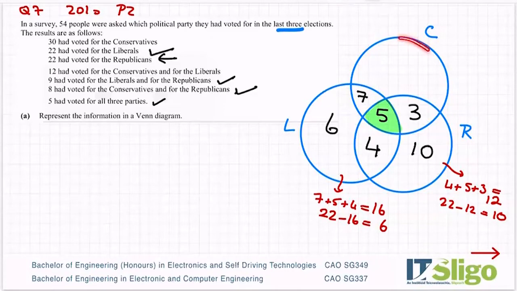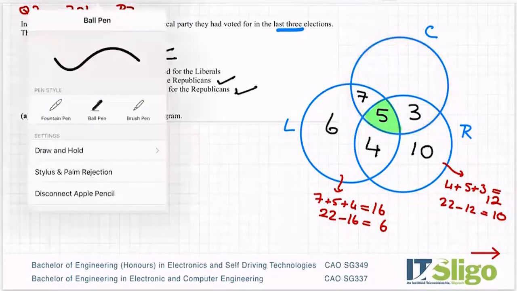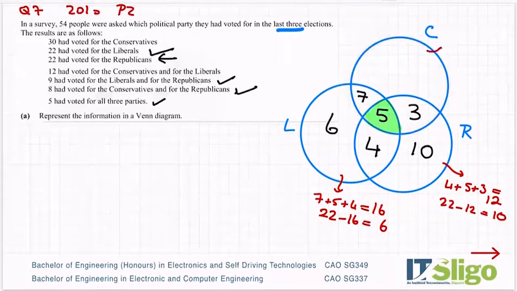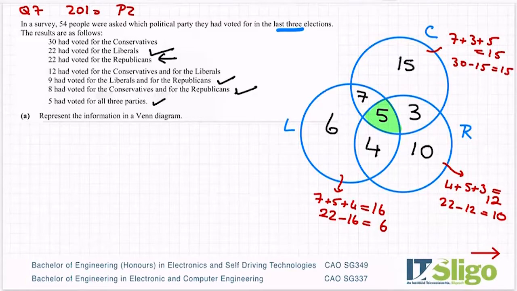And then finally, the Conservatives. This circle has to add up to 30. Okay, so I am going to go 7 plus 3 plus 5, which is 15. And of course, 30 minus the 15 that's already there means 15 more goes out there.